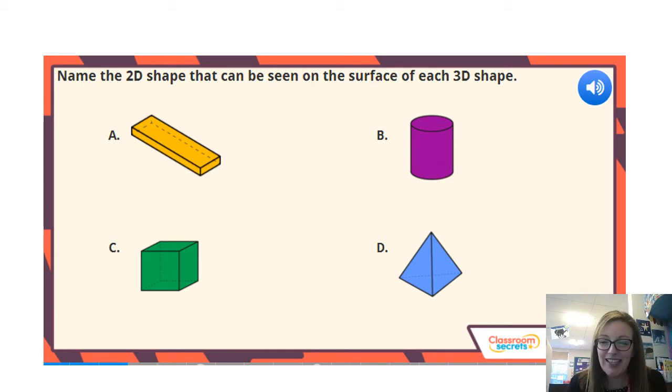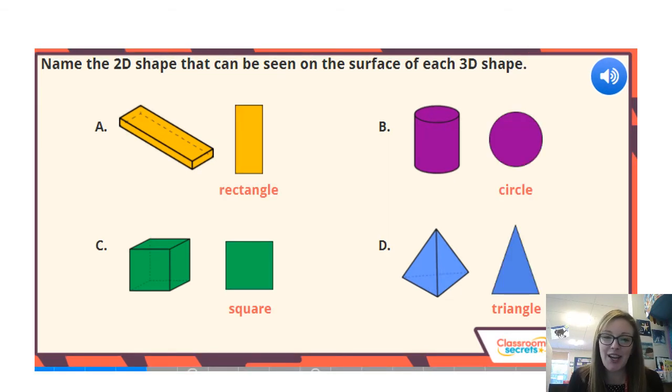Let's have a look then at the answers. So on the yellow shape, on the cuboid, you can see one of its faces is a rectangle. I wonder if you spotted the rectangle. Then on the cube, the green shape, we can see all of its faces are the shape of a square. On a cylinder, it has two faces that are the shape of a circle. And a pyramid, I wonder if you spotted the triangle. Well done if you spotted all of those 2D shapes.